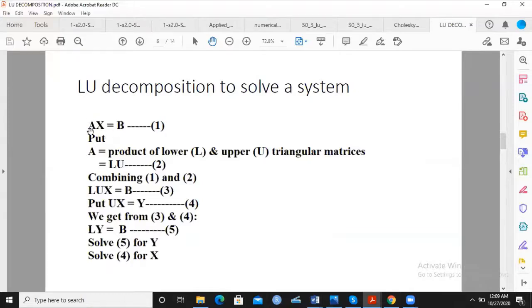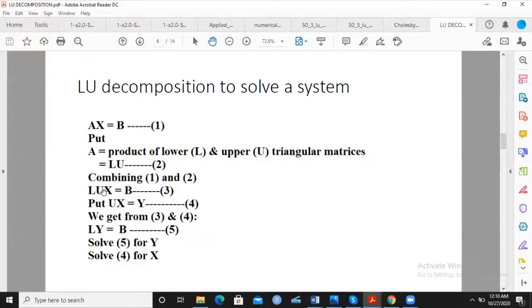Okay, so you have numbers in A. X is x1, x2, x3, and B is b1, b2, b3. The b's are constants and all the values in A are constants. Okay, now what will you do? You will put A is equal to LU. Instead of A, you will substitute LU. So when we substitute A is equal to LU, what will happen? You can write LUX is equal to B. Now put the brackets for UX.